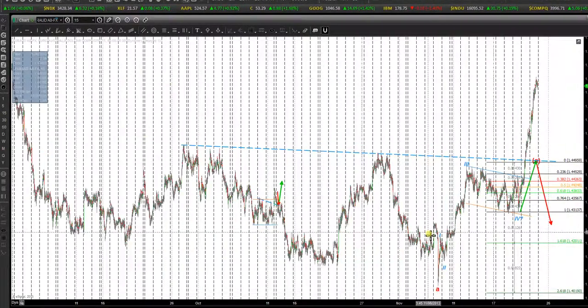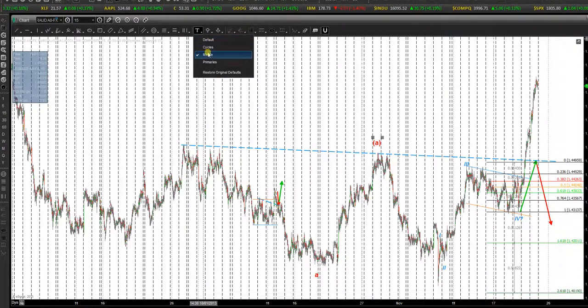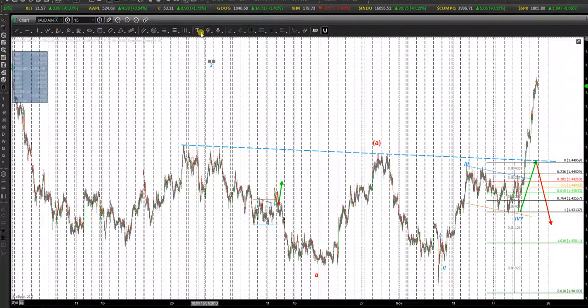So we said this is our larger A, and this is our subwave A. Our subwave B is right here, and then these are the impulses of our larger C wave within that larger B of this cycle.